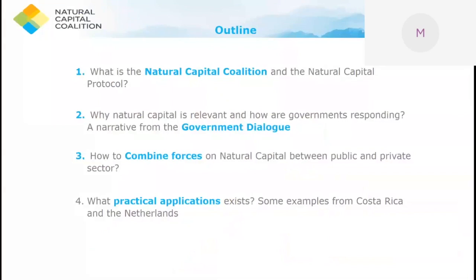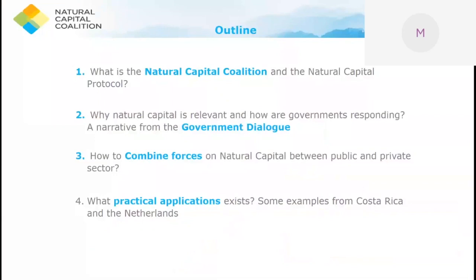And the second initiative is the Combining Forces initiative, to explore the synergies between the natural capital approaches used by the public sector and the private sector. We wanted to give you a very practical view of that, and that's why we invited Lucrecia from Costa Rica to present a practical application in Costa Rica, as well as Leendert-Jan and Sander to present some work done in the Netherlands.